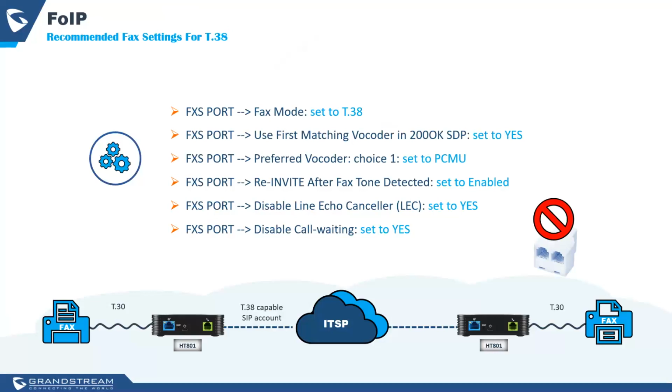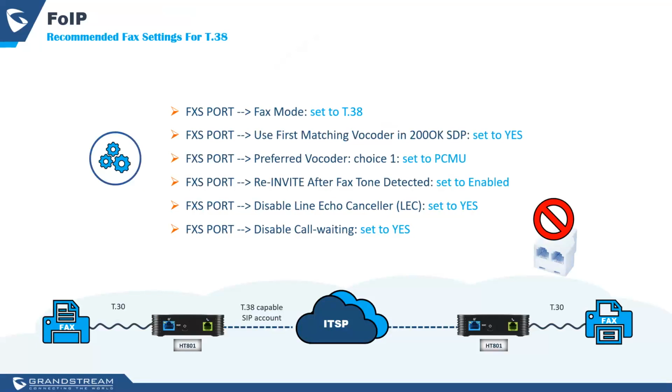The reason why we recommend using PCMU is because that's the codec that works better with fax. And sometimes, some ITSPs, even with fax, might prioritize another codec. So you want to tell the HT to prioritize G711. There's also the option of reinvite after fax tone detected. You want to set that one to yes. And basically the way this option works, when the HT800 detects fax tones, it will send a reinvite to negotiate the media for fax. So this setting is important.